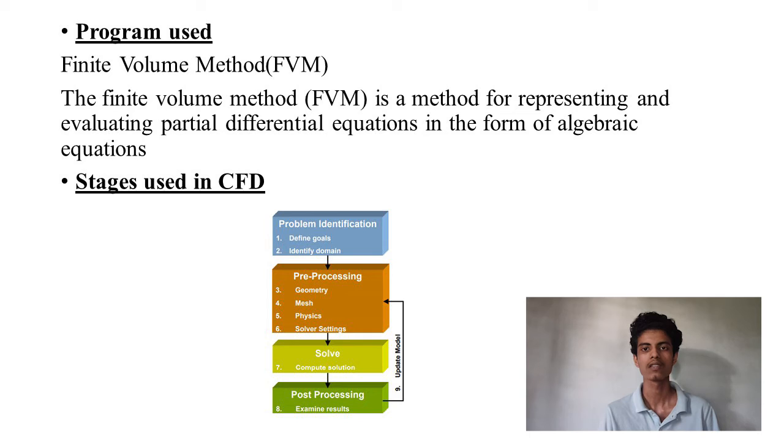The stages included here are: first one, problem identification, which includes defining goals and identifying the domain. Second one, pre-processing, which includes geometry, mesh, physics and solver settings. Then the next step is solve, that is, computing the solutions. And the last one is post-processing, that is, examining the results.